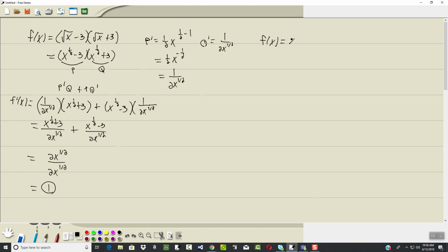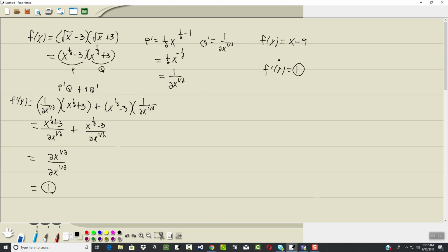With conjugates, you can multiply them together by multiplying your first items, square root of x times square root of x, which is x, and your last items, negative 3 times 3, which is negative 9. And then for your derivative, the derivative of x is 1, and negative 9 drops away. And that's your answer.